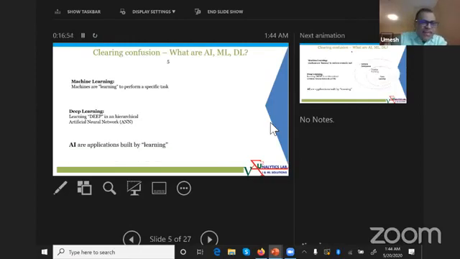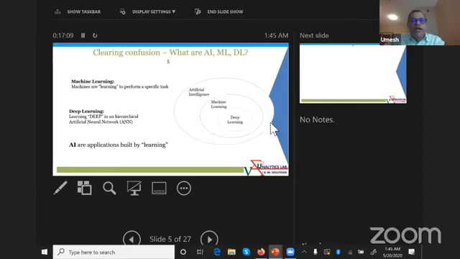And AI pretty much is an application which is built by learning and using some of these methods. So if you look at AI, it comprises machine learning and deep learning.